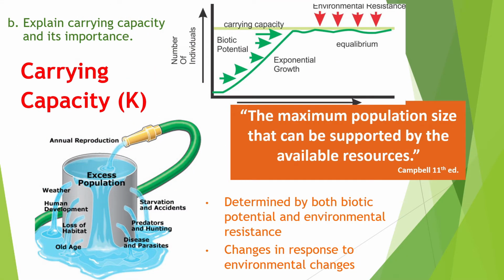Carrying capacity. Carrying capacity is the maximum population size that can be supported by the available resources. It is symbolized by capital K. Carrying capacity is determined by both biotic potential and environmental resistance. It changes in response to environmental changes.